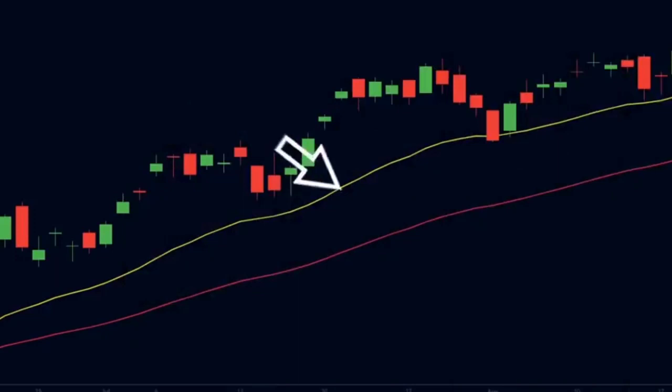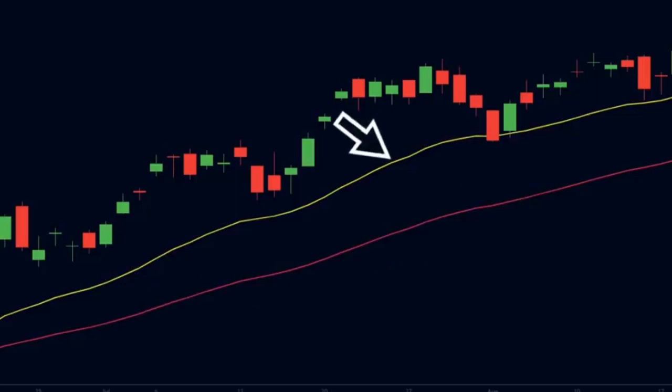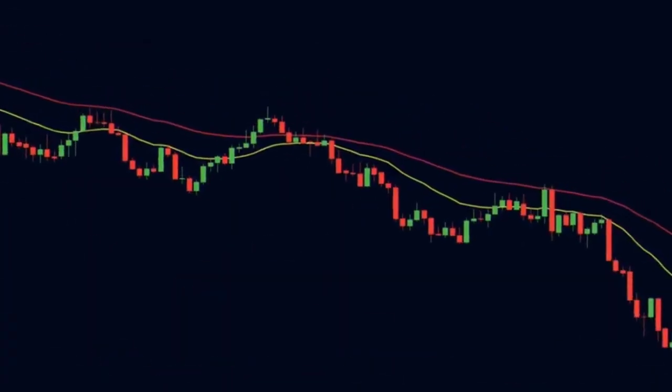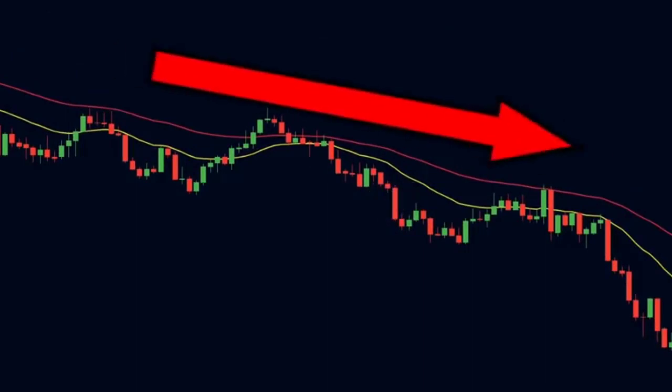On this chart, the yellow line is the 21-period EMA, and the red line is the 50-period EMA. Now, in an uptrend, we see that the 21 EMA is above the 50 EMA, and both the moving averages are sloped upwards. And in a downtrend, we see that the 21 EMA is below the 50 EMA, and the EMAs are sloped downwards.